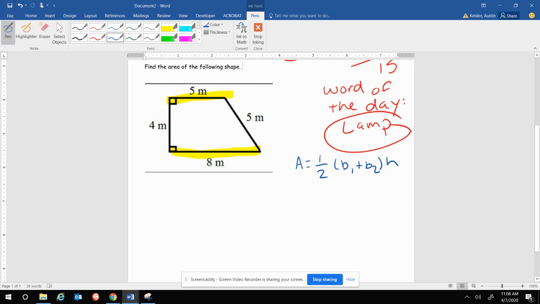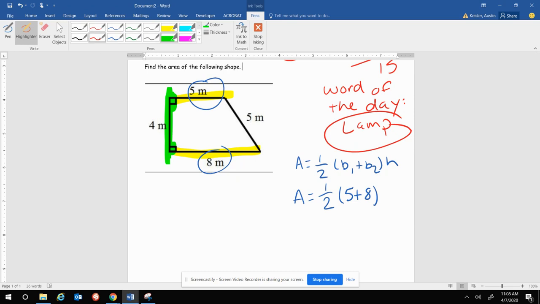So remember, we're going to fill in what we have first. I know my 2 bases are 5 and 8. And I know my height is the one that is straight up and down. Wherever my right angles are is where my height is. So my height is 4. The 5 is just extra info. So now we're just going to go solve this.